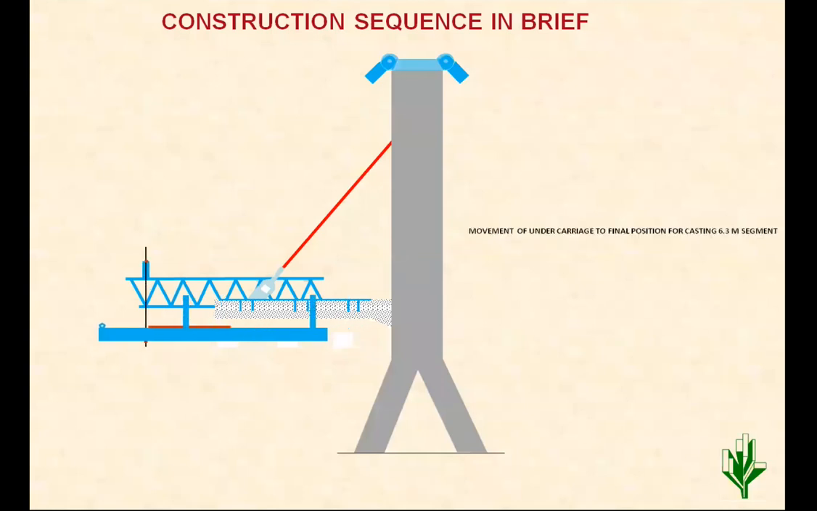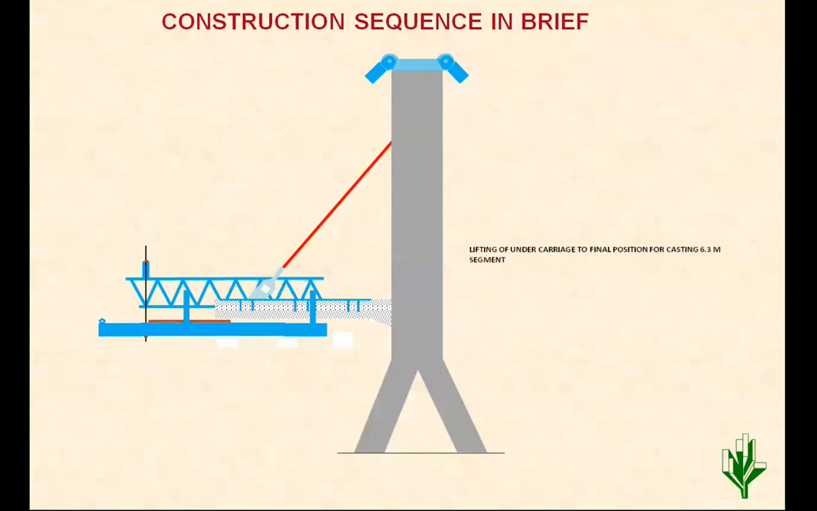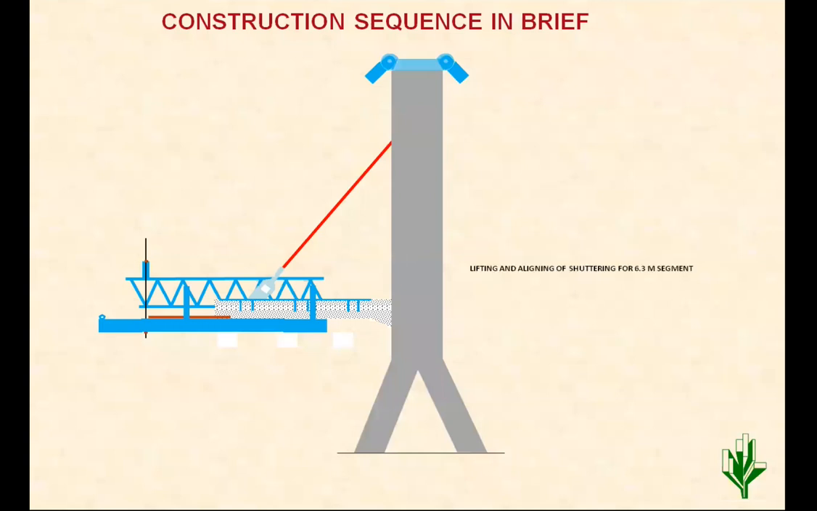Now further this has been moved to the next place, then raised to the beam level. So now shuttering is ready for next concreting. But there was an issue that the reaction transferred by this staging system, that staging beam, shuttering beam to the deck was very high.